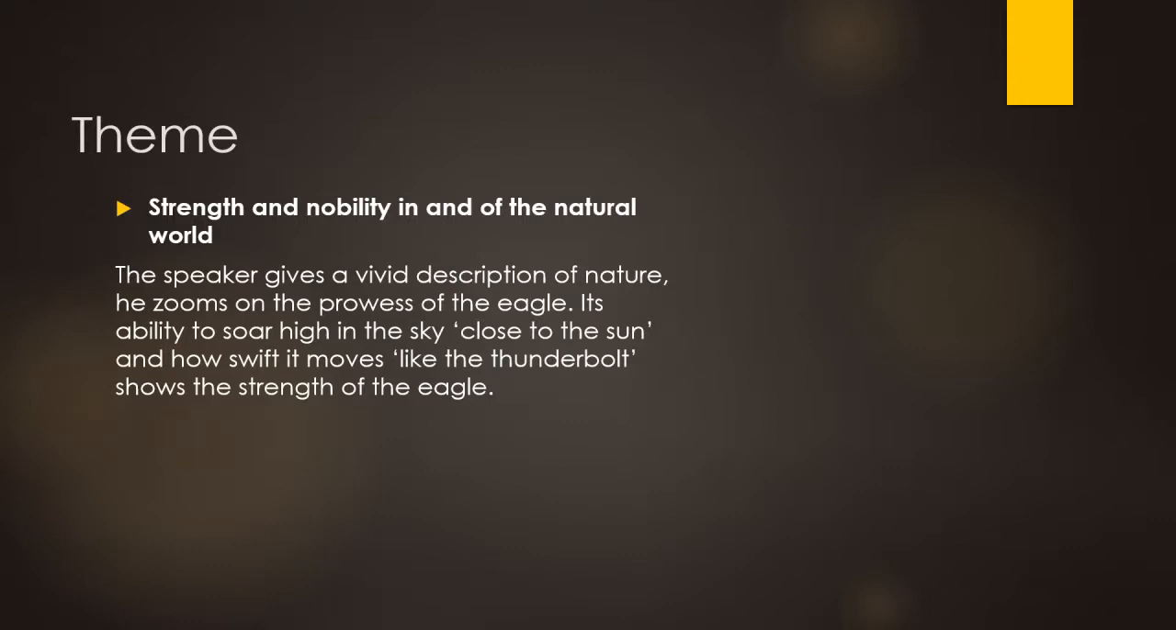Now let's look at the theme of the eagle. So one key theme of this poem is strength and nobility in and of the natural world. The speaker gives a vivid description of nature. He zooms in on the prowess of the eagle, its ability to soar high in the sky that's close to the sun, and how swift it moves like the thunderbolt. Shows how the eagle is so strong.